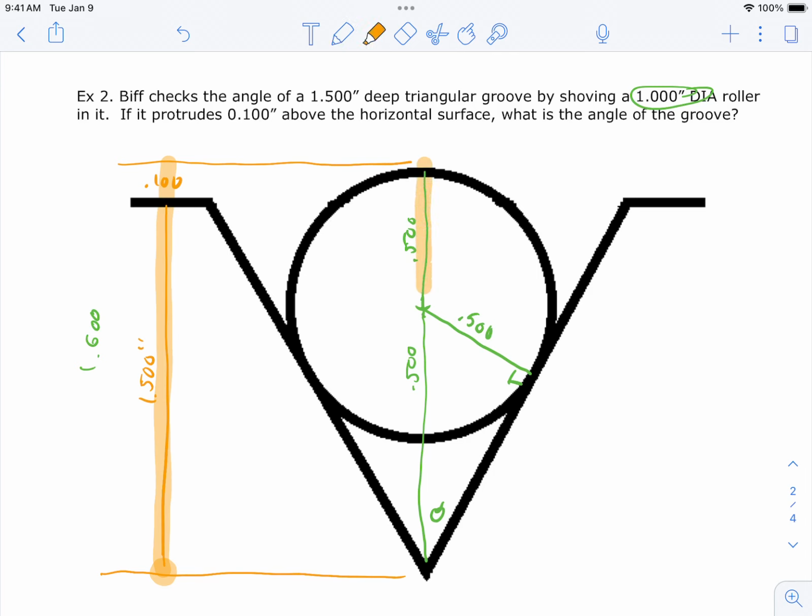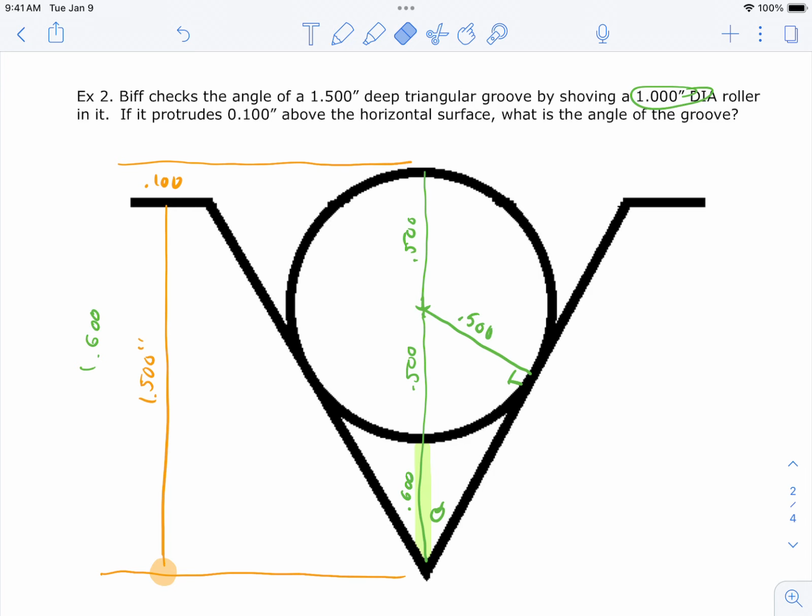Now come back down by an inch, because it's a 1-inch diameter roller, and then you can figure out what this dimension is. It must be the 1.6 minus the 1 inch. This must be 0.600. Let's use a different color here. From here to here is 0.600. I don't really need that highlighted, but that was pretty good.